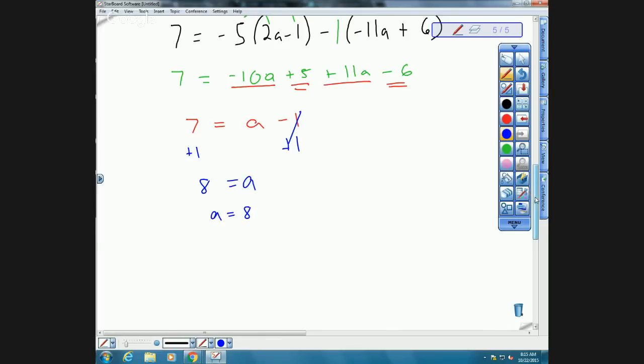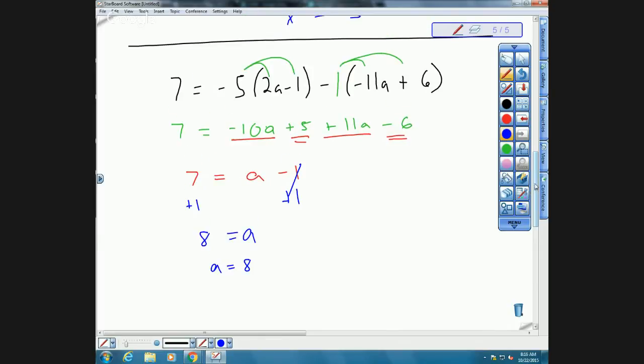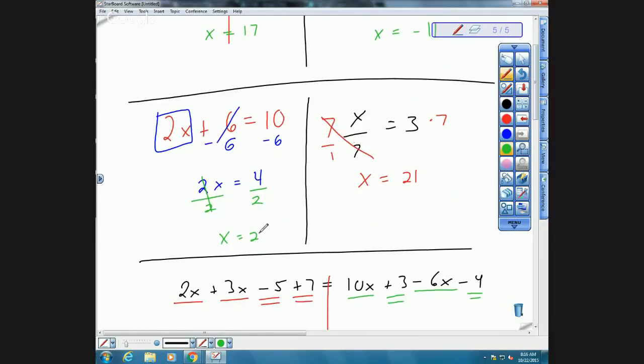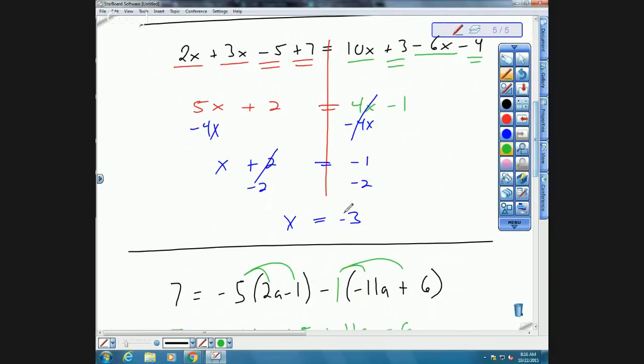One thing I have not said is that on all these problems, you can take the answer and plug it back in to check. Like this one, you can do 17 minus 7 equals 10, or -11 plus 6 equals -5. Or this one, 2 times 2 is 4, plus 6 would be 10. So no matter how far you go, you could plug in a -3 to every single one of these x's, and you get the same number on the left side as you did on the right side.